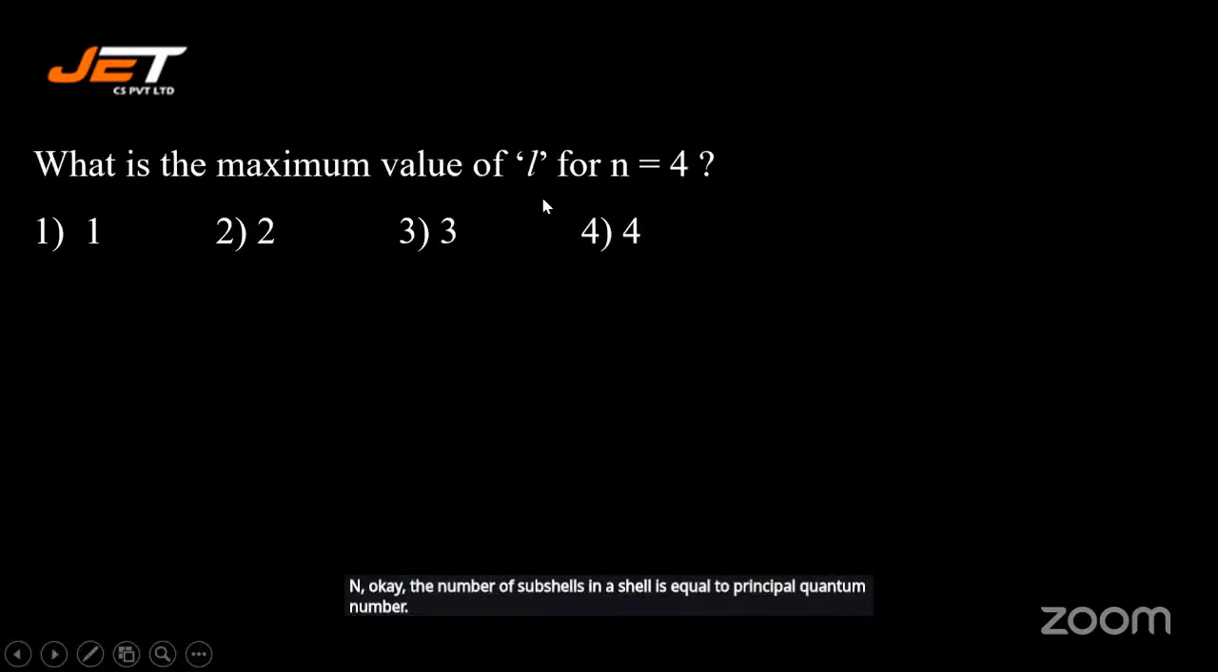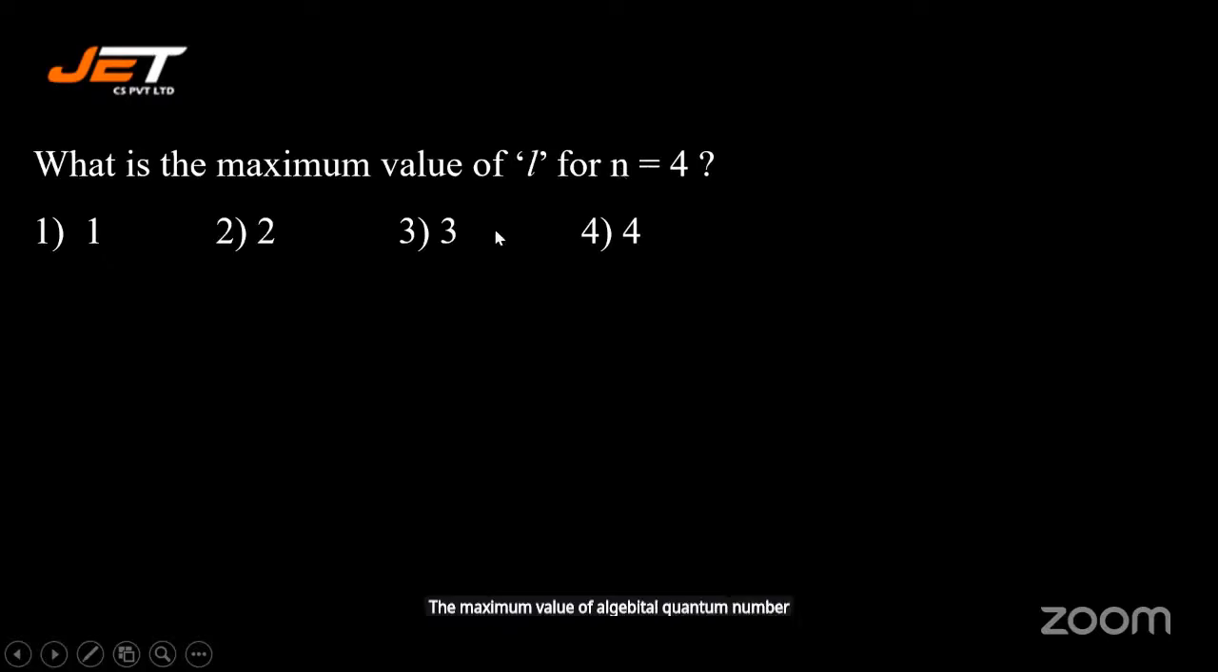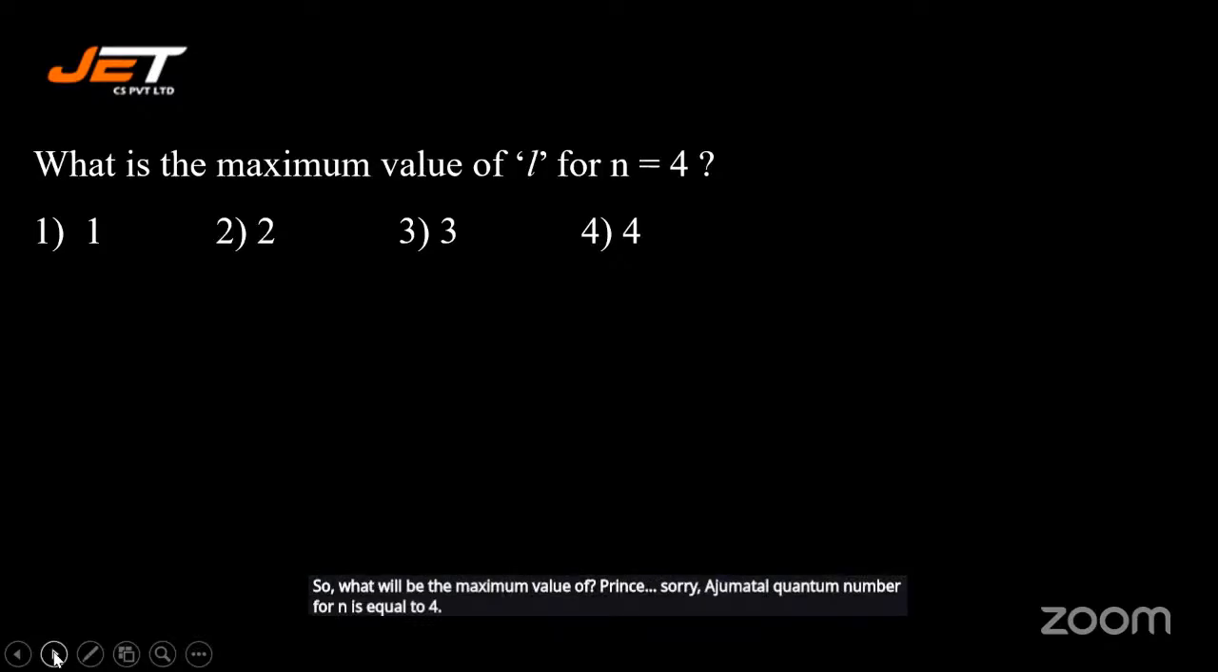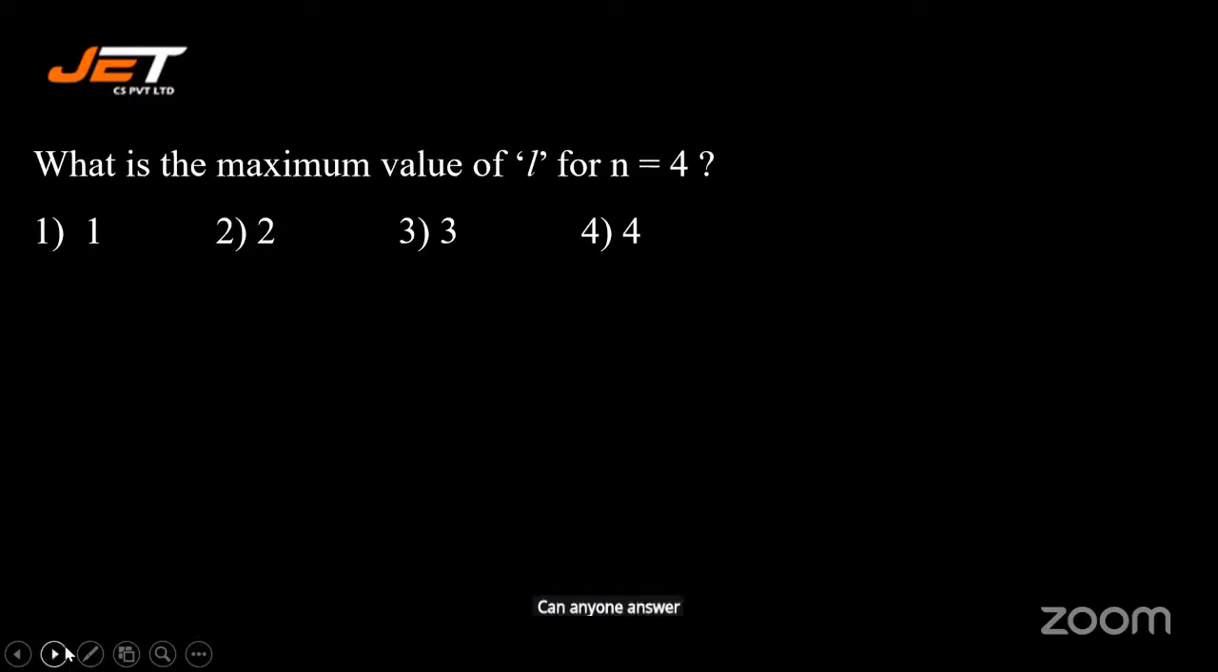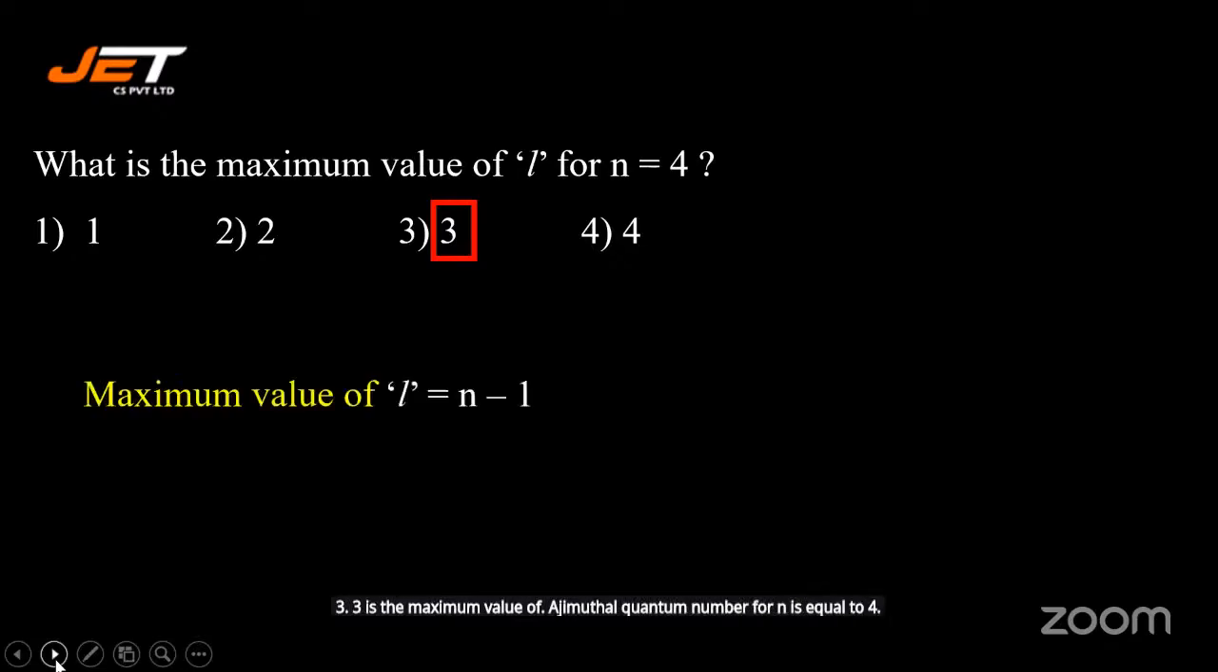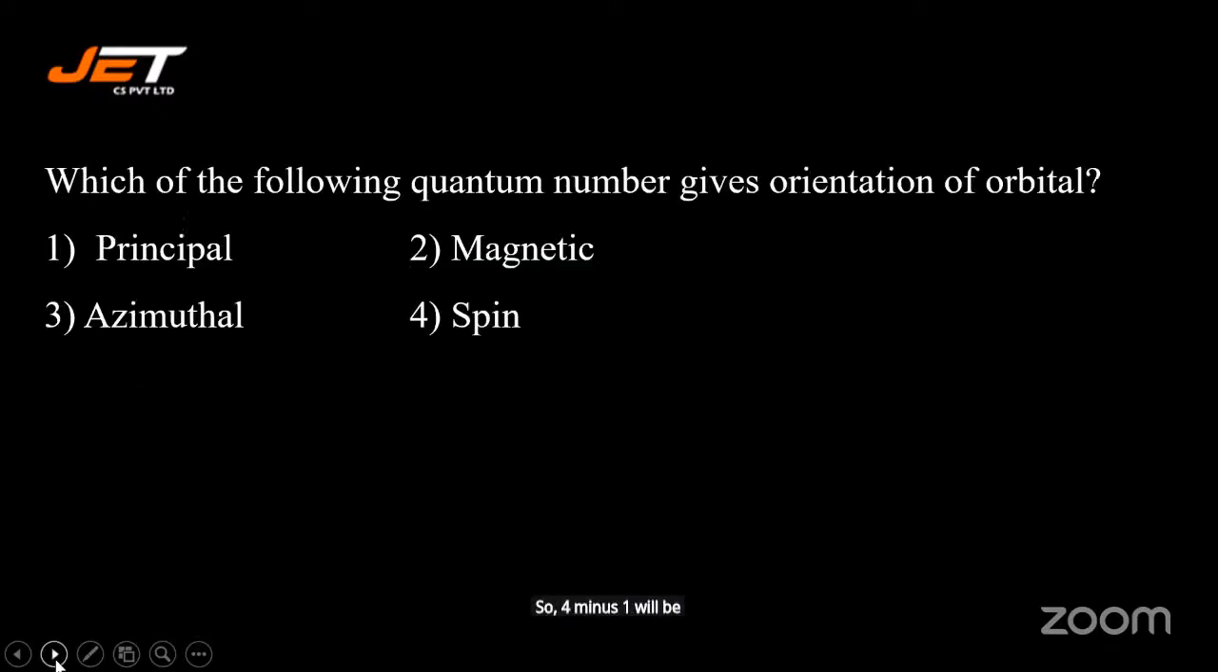The maximum value of azimuthal quantum number for n is equal to 4. So what will be the maximum value of azimuthal quantum number for n is equal to 4? Can anyone answer this question? Vasant. It is 4. So let us see what is the right answer. 3 is the maximum value of azimuthal quantum number for n is equal to 4. Maximum value of L will be equal to n minus 1. So 4 minus 1 will be 3. So 3 is the right answer.